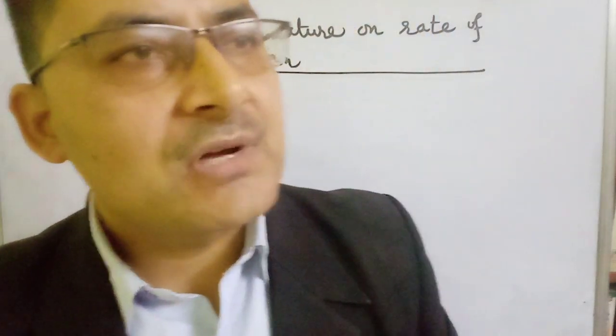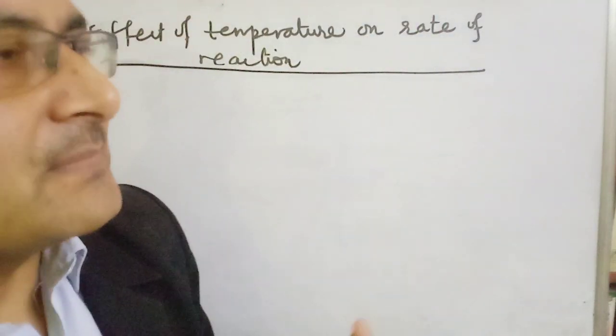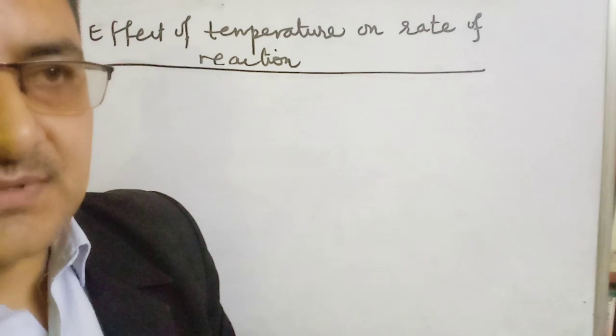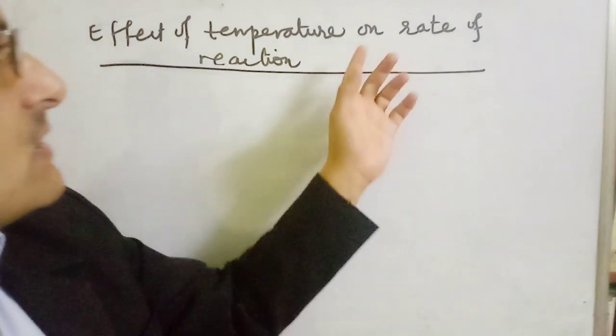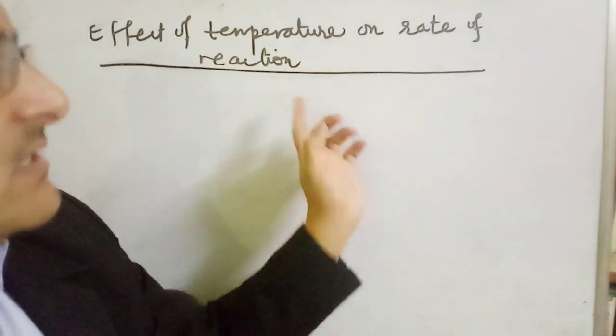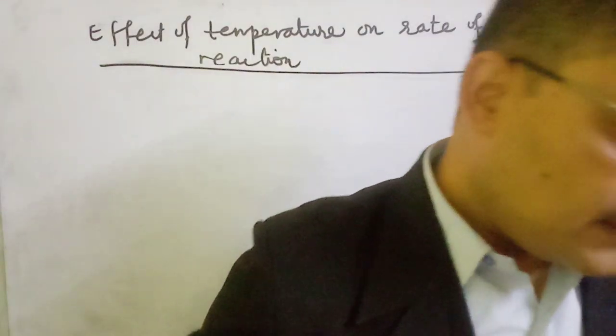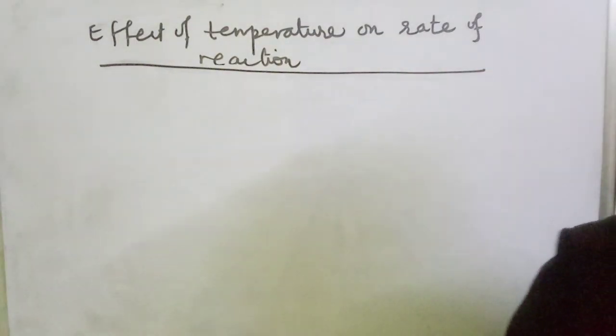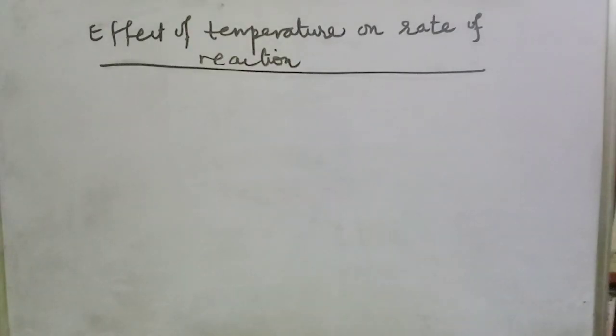You have learned this theoretically in collision theory of rate of reaction, but today I'm going to describe the quantitative relationship which shows the effect of temperature on rate of reaction. The effect of temperature on rate of reaction was studied by Arrhenius, and it is given by the Arrhenius equation. So I'm going to describe here the Arrhenius equation. First of all, I mention the Arrhenius equation here.